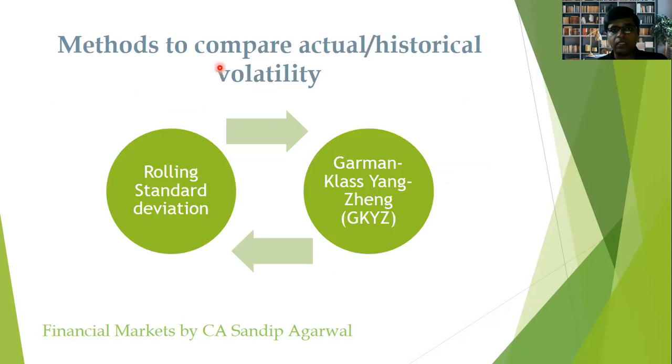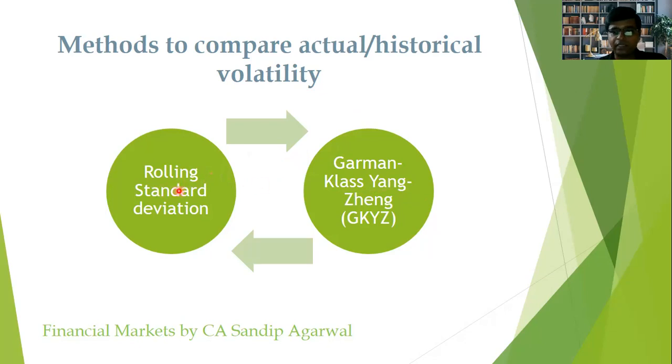Now, in case we want to calculate the actual or historical volatility, it can be computed in 2 manners. One method is rolling standard deviation, and another is the GK-YZ method, which is known as the Garman-Klass Yang-Zhang method. This is a gentleman who has developed this method, so don't go by this name. I have plotted the formulas used under each of these 2 methods in a separate Excel. Once we plot the actual or historical data of any underlying instrument, on the basis of these 2 methods we can get the actual and historical volatility.